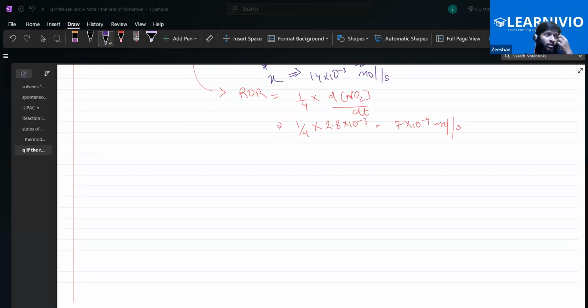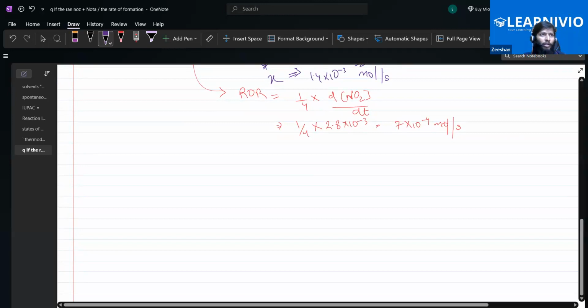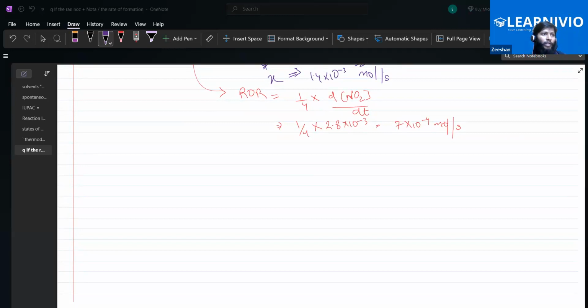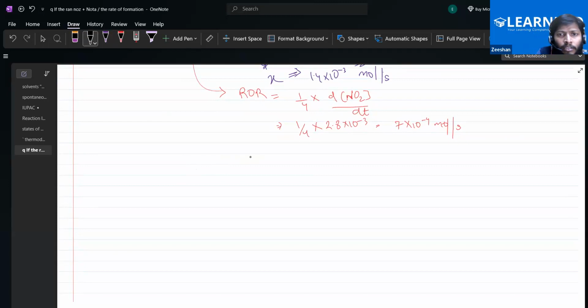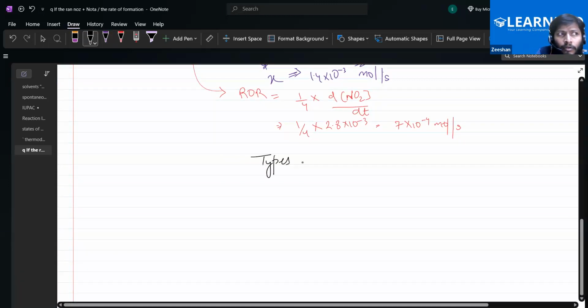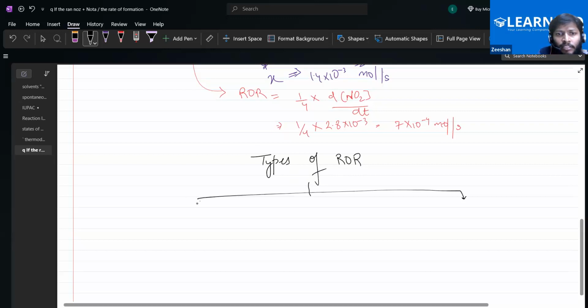Now you have to know that the rate of reaction that we are calculating is of two types. Just introducing you to a little topic. This is only a 10-minute topic, so you don't have to worry. So, types of rate of reaction: we have two types.